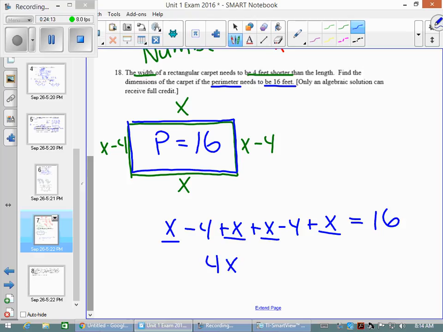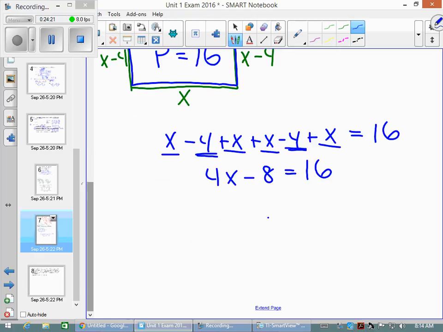My final step, I just want to continue and get x by itself. So if I add 8, 4x is going to equal 24. To undo multiplication, I'm going to use division and divide by 4. My 4's cancel out, and I'm going to get x is 6.